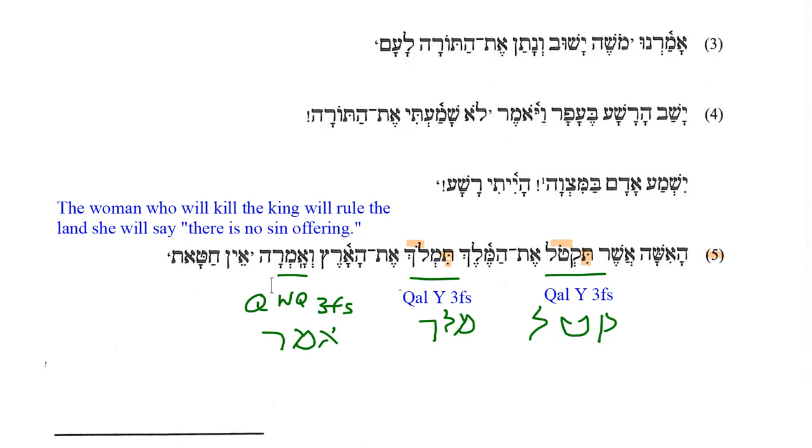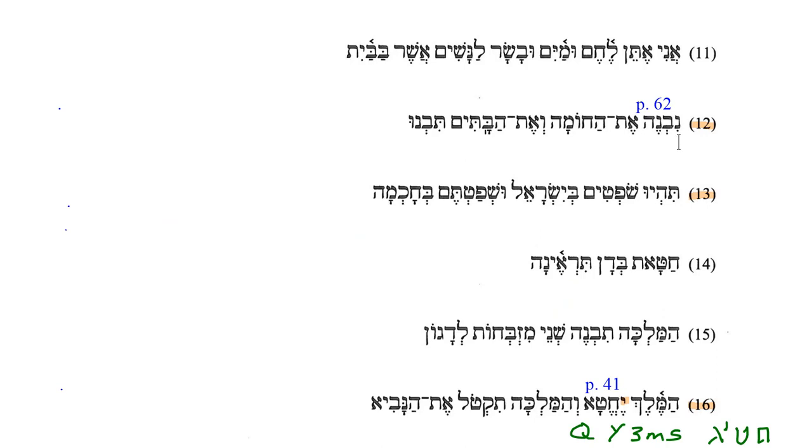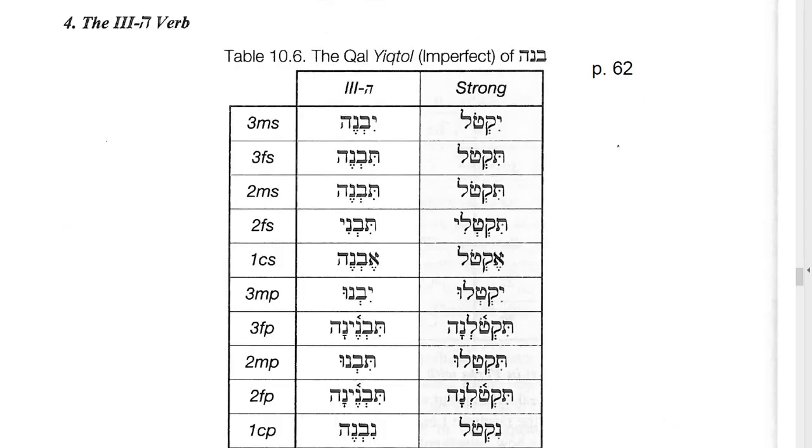All right, let's move on. Let's look at number 12 here. Nivne et ha-choma wa'et habatim tivnu. Once again, nivne et ha-choma wa'et habatim tivnu. So we can find nivne on page 62. The nun prefix, it looks like we have bana, bet nun hey. The nun prefix is a clue to me that we have a Yiqtol form, but let's go look at our table. So we can come over here to page 62, where we have the Qal Yiqtol of bana.